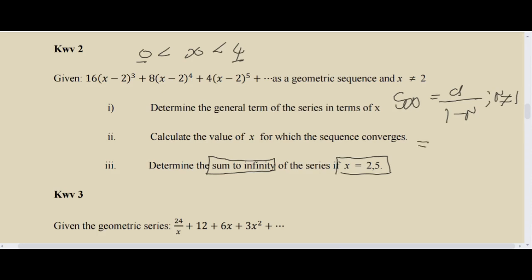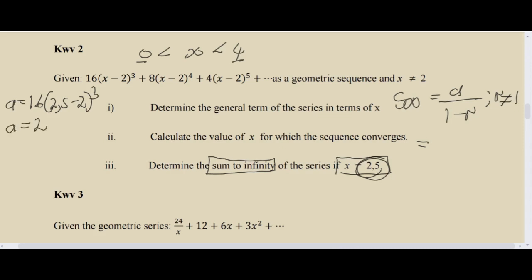So what's your a? Your value for a is 16 times (x minus 2) to the exponent of 3. But remember, we already have the value of x, so we can calculate a by saying 16, and where there is x we substitute 2.5, then we say minus 2 to the exponent of 3. Now at this point you just grab your calculator, 16 times (2.5 minus 2) to the exponent of 3, then this gives us a is equal to 2.